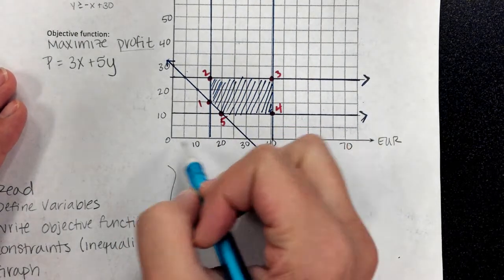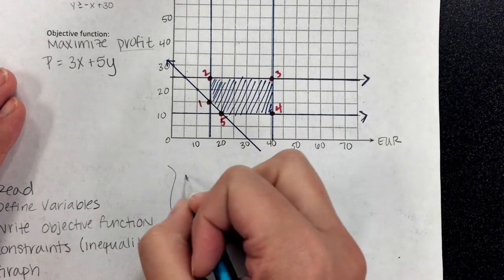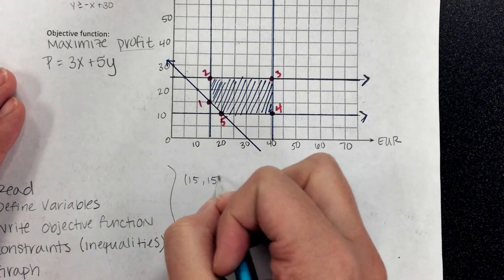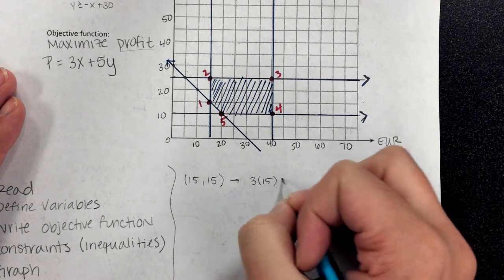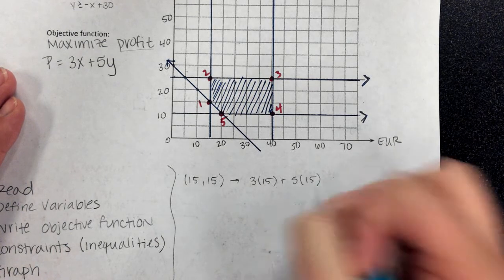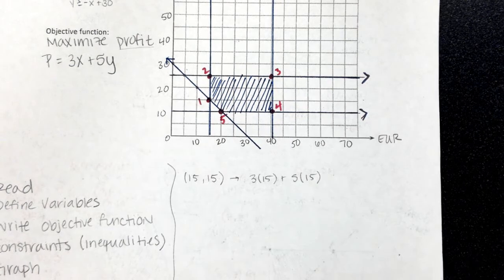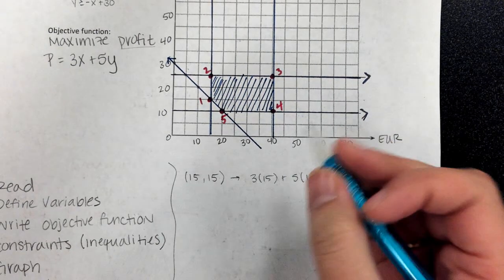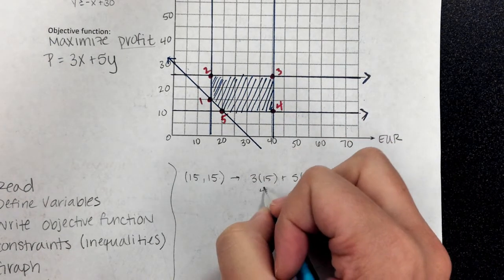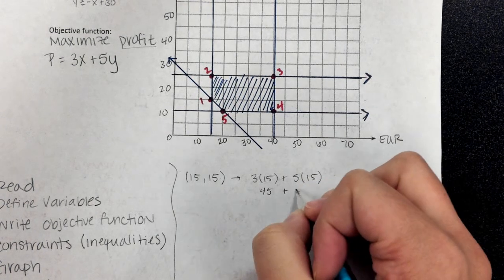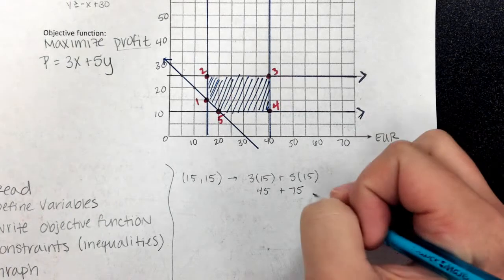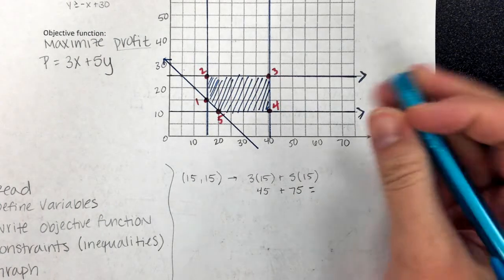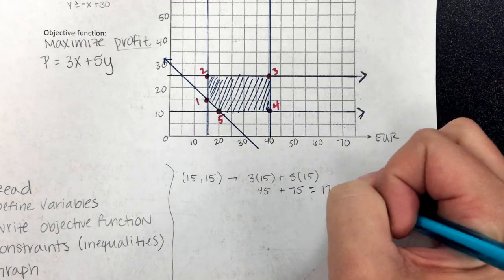So my first point is 15, 15. So that would be 3 times 15 plus 5 times 15. To give me 45 plus 75, right? So 45 plus 75 would give me 120.